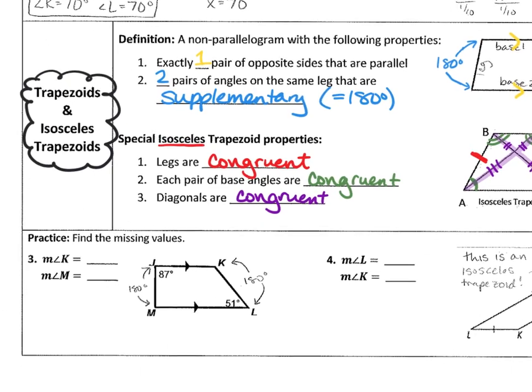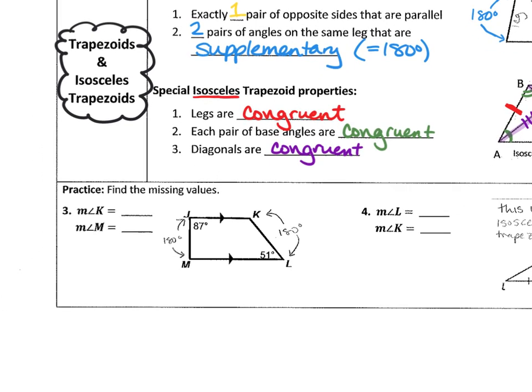For number 3, we've got to work this one out. It says to find the missing values. It wants me to find K and find M. Now, this is not an isosceles trapezoid. Why is this not an isosceles trapezoid? In an isosceles trapezoid, look at property 1. What must be congruent? Is this one marked where the legs are congruent? No, so we know this is just a regular trapezoid. But what we know about regular trapezoids is that the leg angles have to equal 180 degrees.